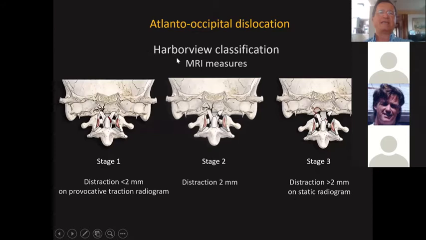Probably the MR measurements of the Harborview classification are somewhat more reliable. In those classifications, stage 1, stage 2, and stage 3 have been described. If the distraction is less than 2 millimeters, especially on provocative traction radiogram, if it is just 2 millimeters, or if it is more than 2 millimeters.